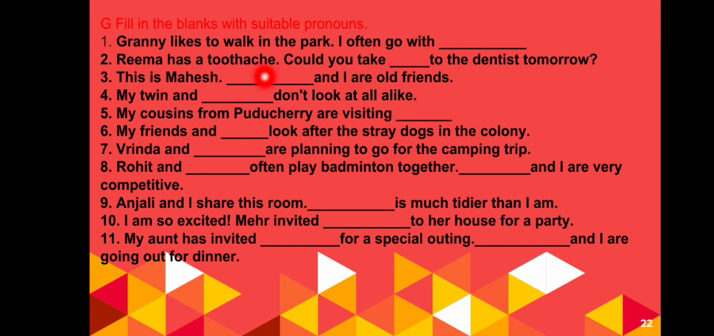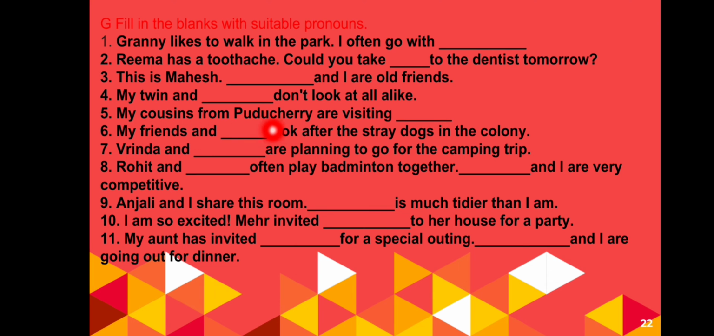Rima has a toothache. Could you take dash to the dentist tomorrow? The answer is, could you take her? Rima is a lady, so we can use the word her. My twin and dash don't look at all alike. Here, my twin and I don't look at all alike.